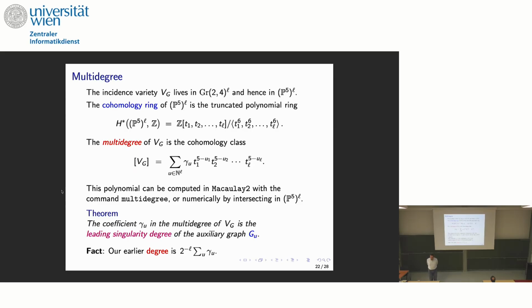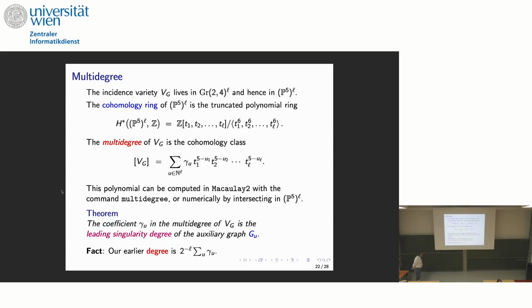This is not scary at all because in Macaulay there is a one-line command called multi-degree. So you go to Macaulay 2, you write down your variety, and then you say multi-degree, and then this comes back, right? Now, the geometric interpretation is intersecting. In an ordinary projective space, the degree is the number of intersection points with the linear space of complementary dimension. But in a product space, you have to mix and match linear spaces from each P5.